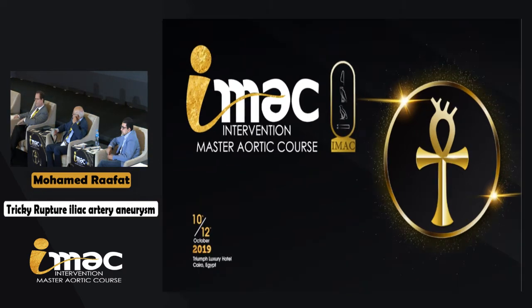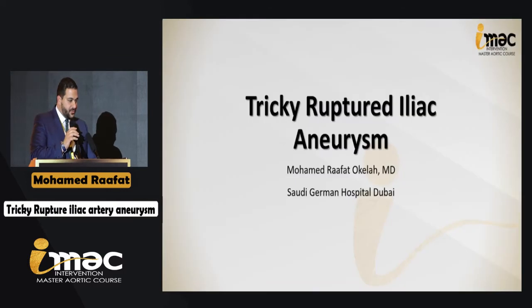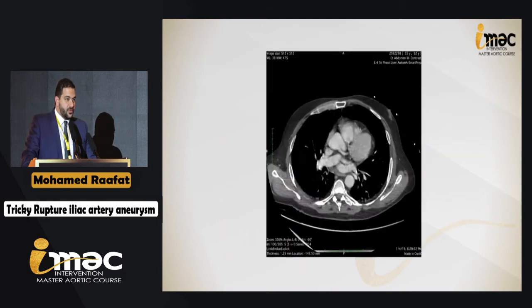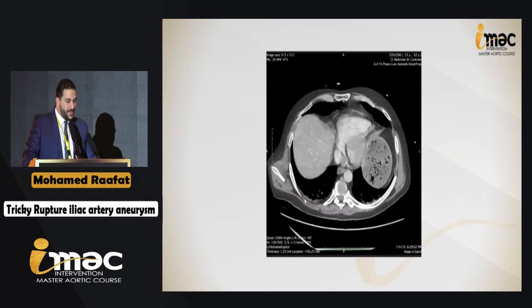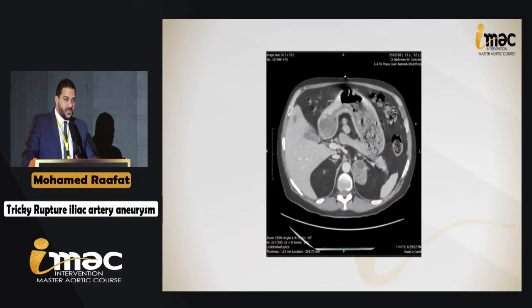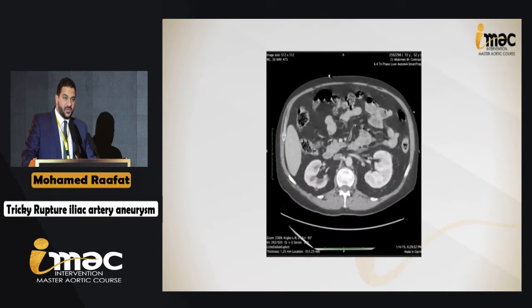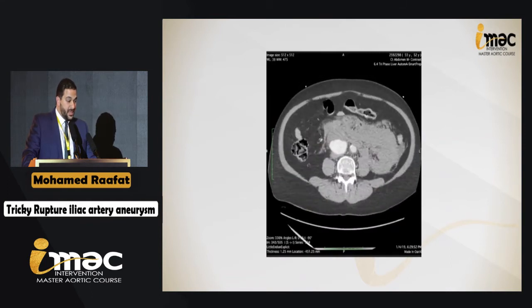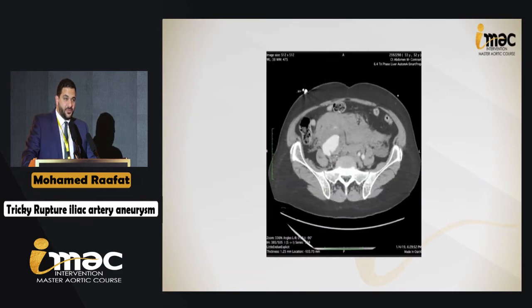So I'll be talking about a tricky ruptured iliac artery aneurysm. It's a simple case. This was a male patient who was 55 years old. He was a heavy smoker who used to smoke 3 packs of cigarettes a day, and he arrived to our emergency department with the complaint of vague back pain that was radiating a little bit to the left side. His initial vital examinations were within normal limits, and his clinical examination was only significant for a palpable strong pulse in the right iliac fossa.